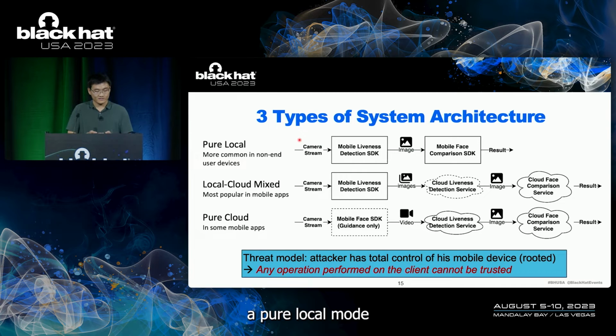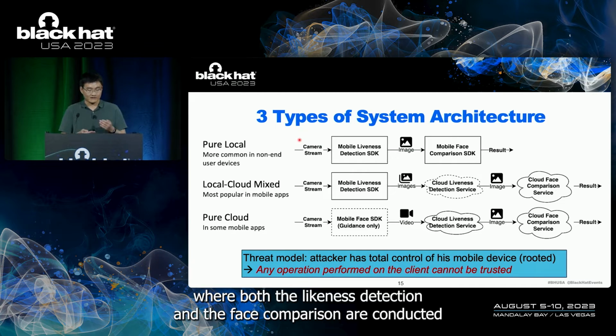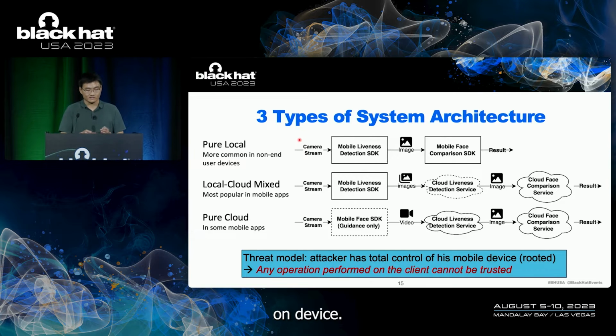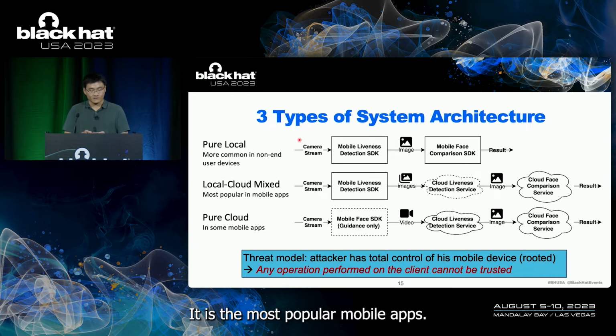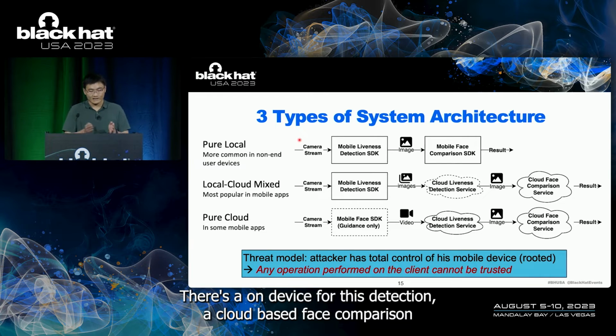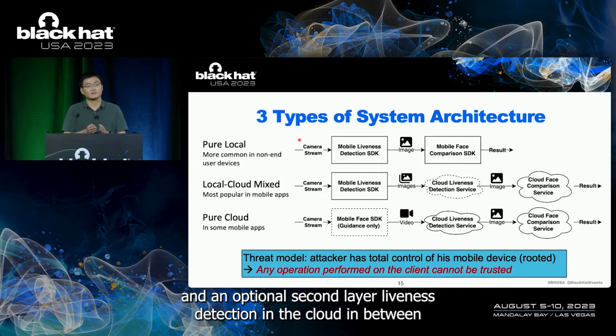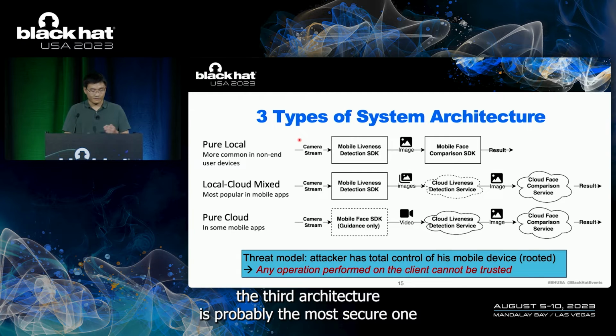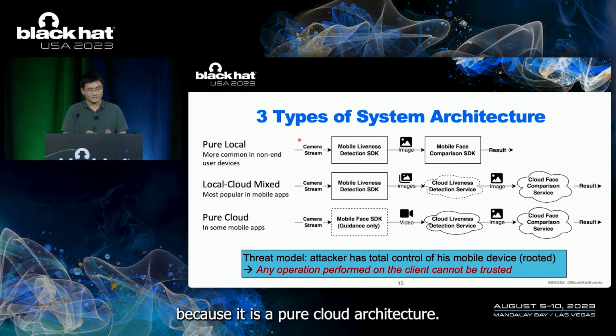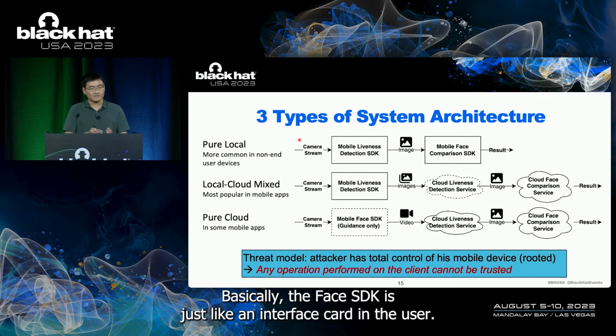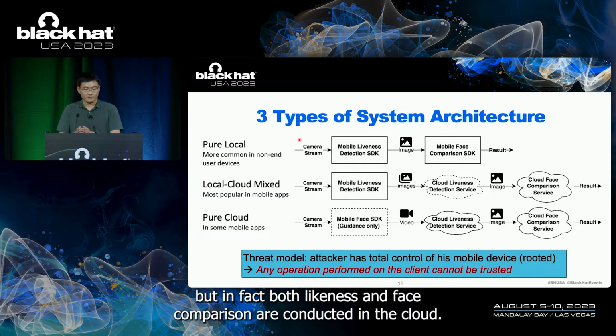The first is a pure local mode, where both the liveness detection and the face comparison are conducted on the device. The second is a local-cloud mixed mode, which is the most popular in mobile apps. There's an on-device liveness detection, a cloud-based face comparison, and an optional second-layer liveness detection in the cloud in between. The third architecture is probably the most secure one, called a pure cloud architecture. Basically, the face SDK is just an interface guiding the user through the process, but in fact both liveness and face comparison are conducted in the cloud.